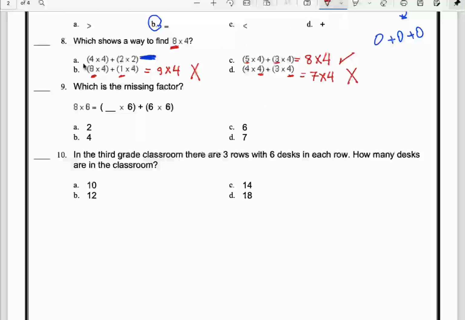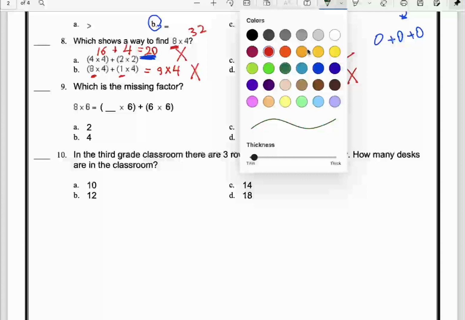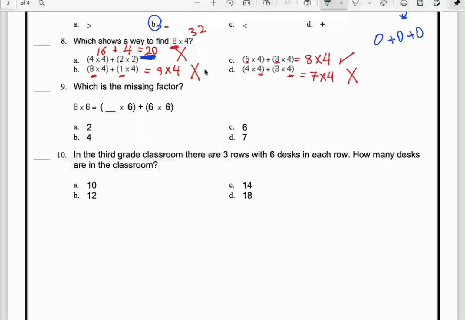Okay, now let's see A. You should find the value. The value of 8 multiplied by 4 equals 32. And here 4 multiplied by 4 is 16, and 2 multiplied by 2 is 4, and 16 plus 4 equals 20. So it's wrong. So the only one that has the same value, and the only one that is correct, is letter C. And for this we used distributive property.